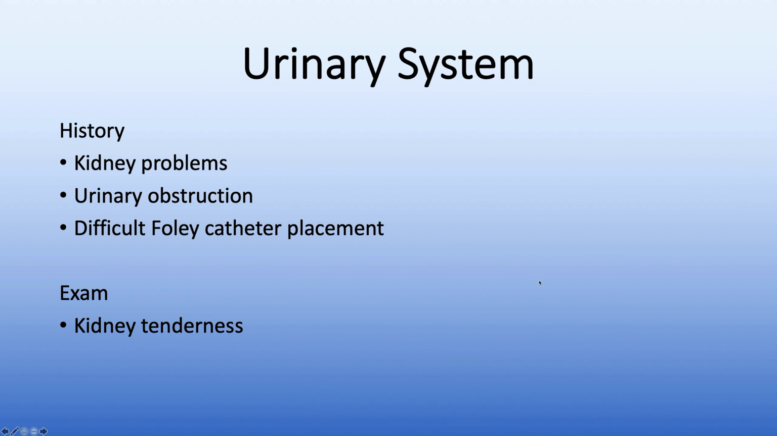The urinary system is also affected. Kidney problems, urinary problems. Sometimes it's really hard to get a Foley catheter in place during surgeries completely unrelated to kidneys and bladder. Obstructed kidneys can ultimately result in decreased kidney function, or create conditions for kidney or bladder infections.